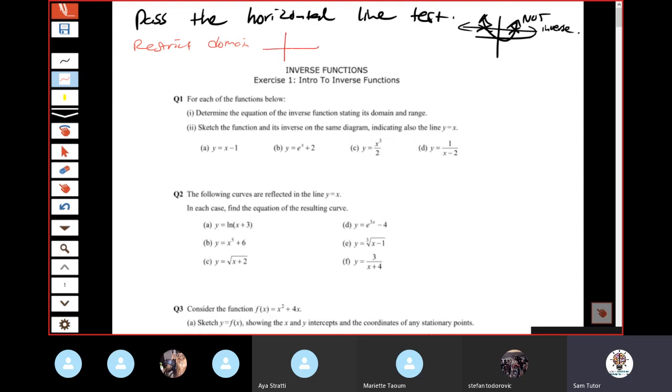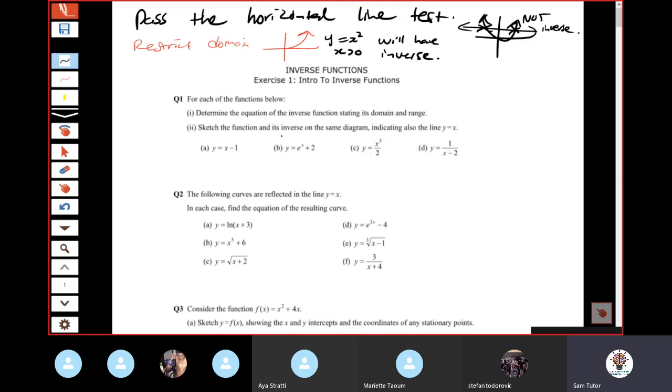So if I had a parabola, I could say, okay, let's just take the positive case, or let's take the negative case. It doesn't really matter. If I say, let's do y equals x squared, for x being only greater than 0, so only the positive bit, well then this will have an inverse function because it does pass the horizontal line test. So it will have an inverse now.